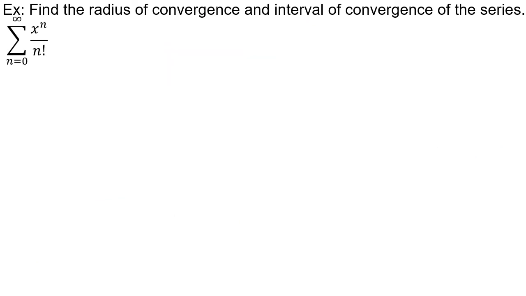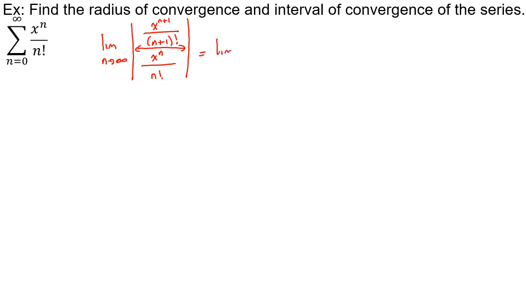Okay, let's try another one. Find the radius of convergence and the interval of convergence for the series x to the n over n factorial. With a factorial, you have to do a ratio test anyway. So we're going to do the limit as n goes to infinity. On the bottom part, I leave it the way it is. Above that, I'll do x to the n plus 1 over n plus 1 factorial.